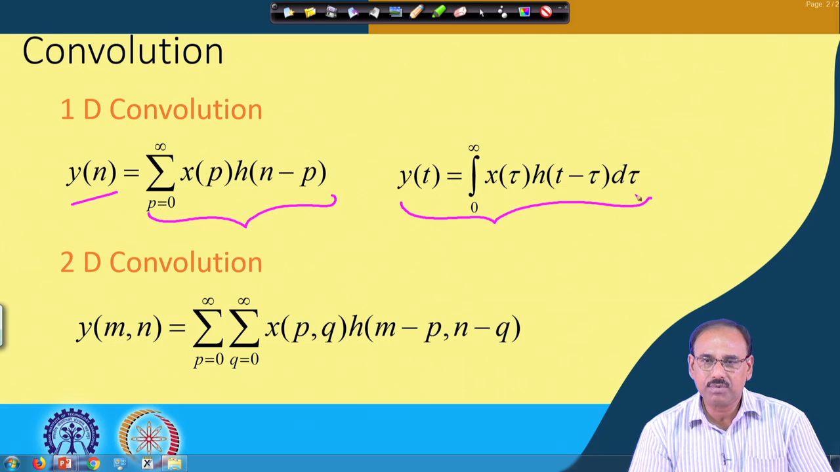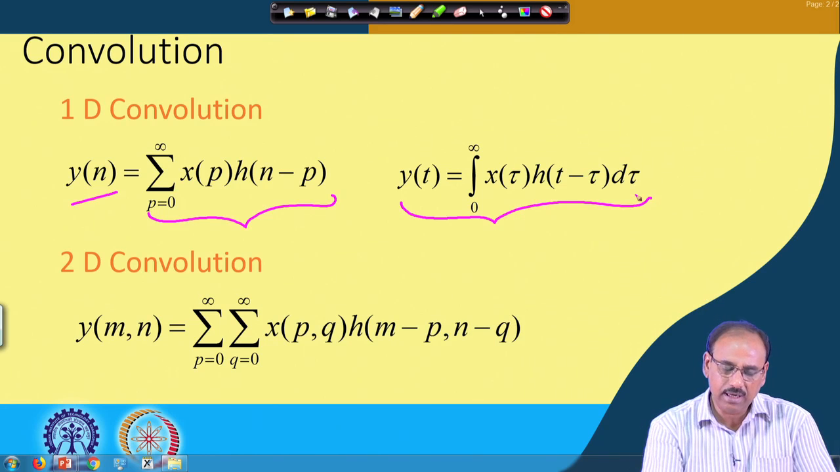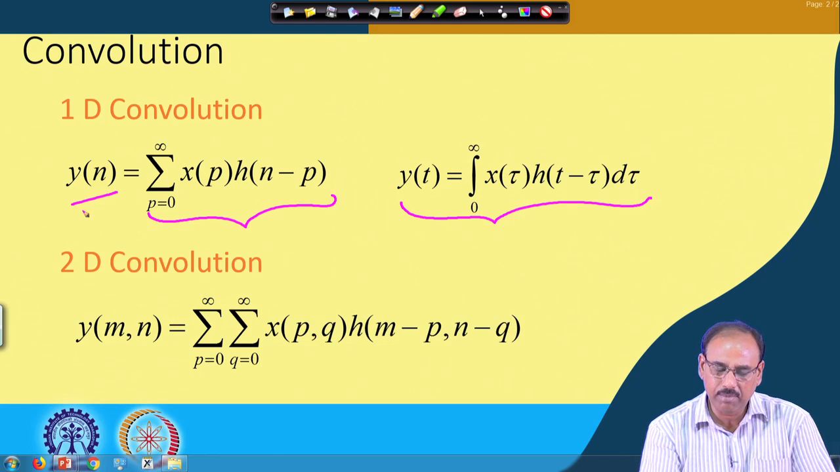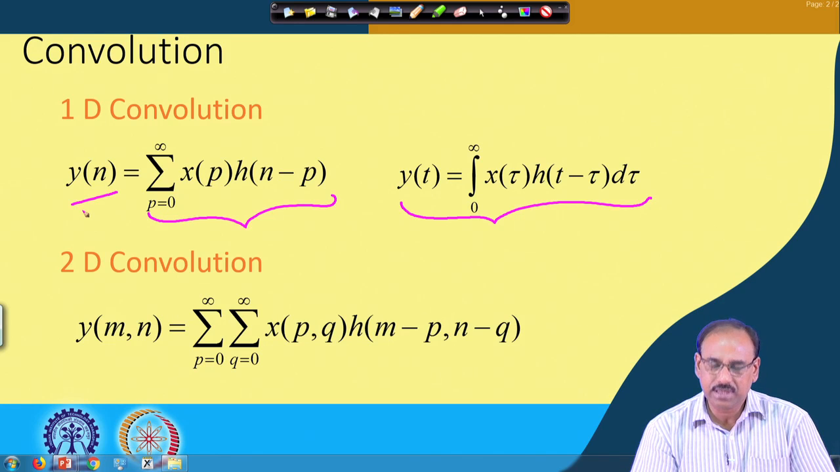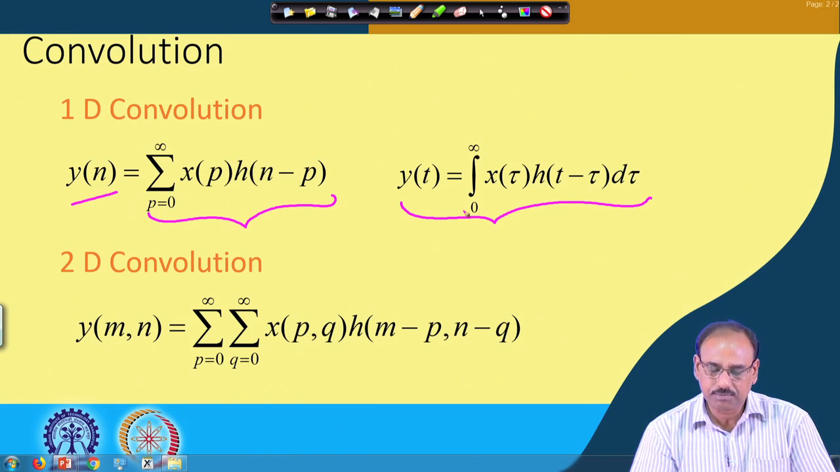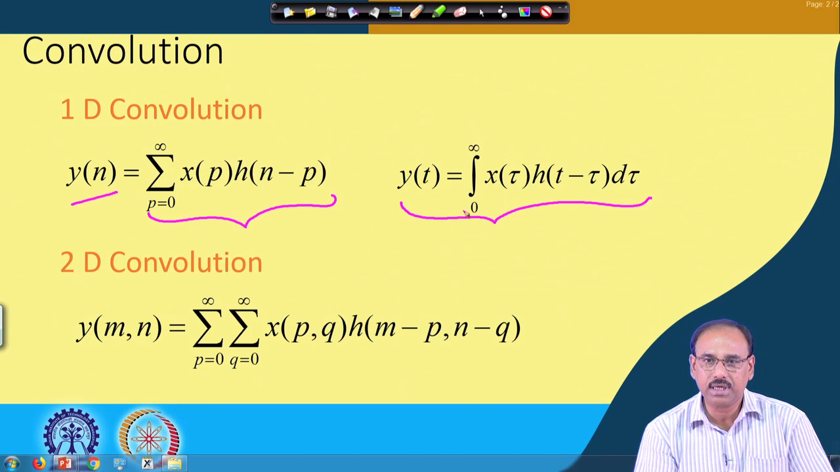This gives you the output signal at every time instant t. Similarly, in the discrete case, the nth sample of the output signal is given by the summation of x[p] times h[n minus p], taken from p equal to 0 to infinity. This is what you get for a one dimensional signal. But in our case, we will mostly talk about image classification or computer vision techniques, where the signal is a two-dimensional signal, an image.